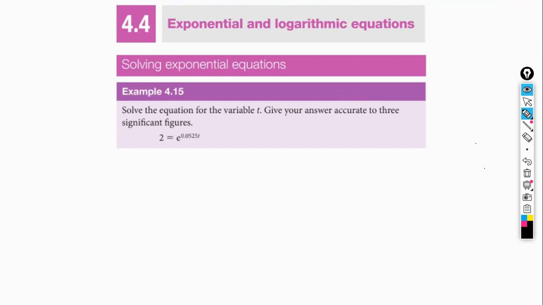Take a look at example 4.15, and it says, solve the equation for the variable t. Give your answer accurate to three significant figures. And it's 2 equals Euler's number to the power of 0.0525t. So in these cases, what we need to do is look at the base. In this case, the base is Euler's number, so we can solve this using the natural logarithm.